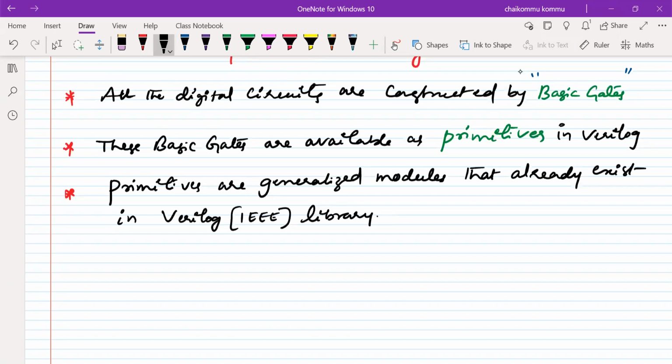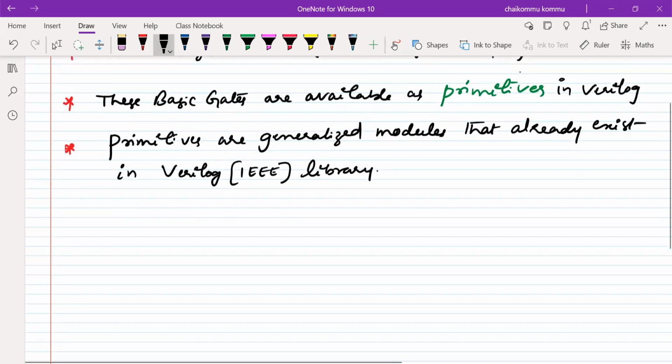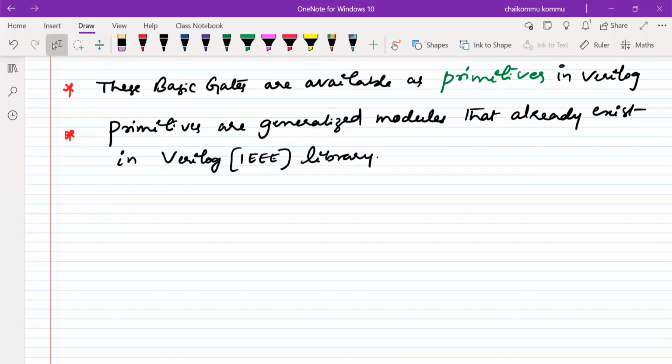Normally we don't show the library related information while writing the Verilog program, but by default there is a work library, and these basic gates are available there. That means the definitions of these basic gates are available in the library. That's what you have to remember. So what are the different basic gates that are available in the library? That's what we should know.